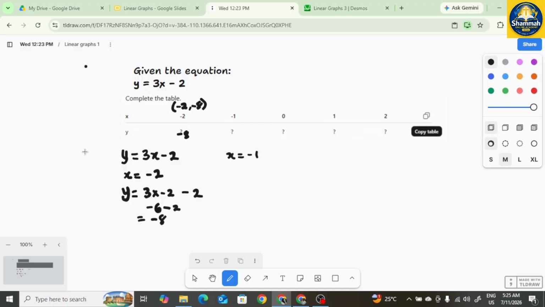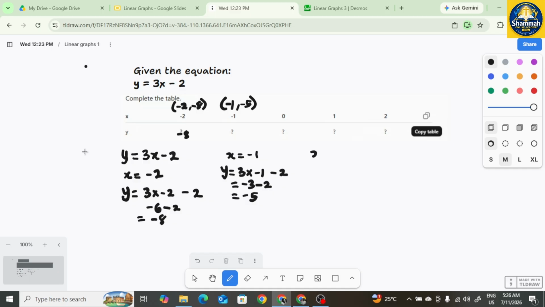Then we substitute -1 for x in the equation. So y equals 3 times -1 minus 2. What is 3 times -1? That is -3, minus 2, which gives us -5. This ordered pair becomes (-1, -5).